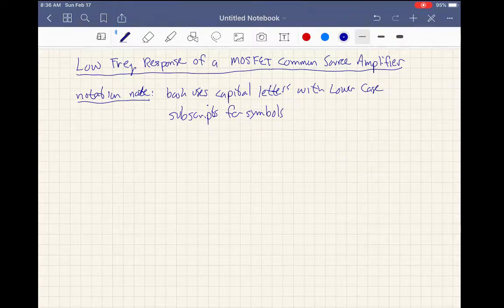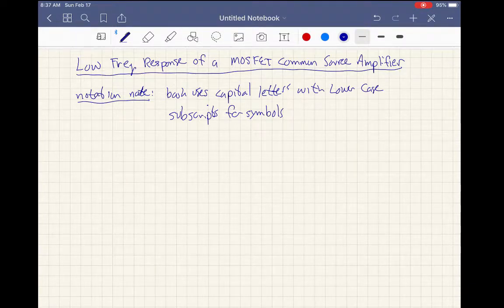And the reason they do this is we're dealing with quantities that are functions of frequency. So when you see a capital letter with a lowercase subscript, that indicates it's a quantity that's a function of frequency.